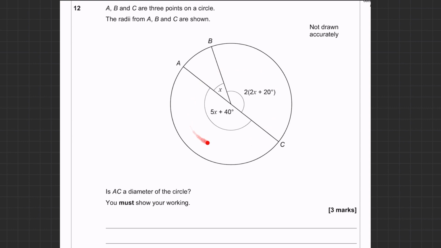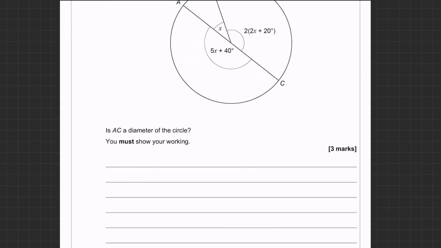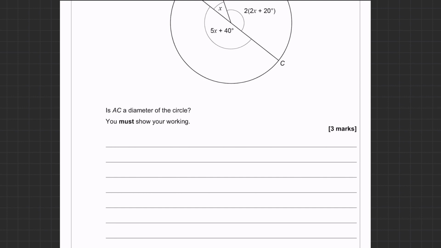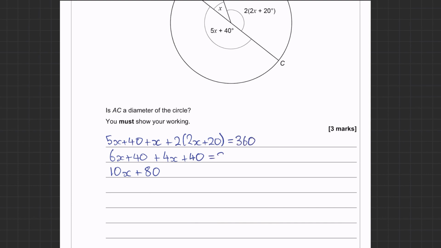So I'm going to show you where all of this equals 360. So we're going to start with adding them all up. So we've got 5x plus 40 plus the x, and then plus the two lots of 2x plus 20. Simplify that, so we've currently got 6x plus 40 plus 4x plus 40. Simplify that further, so we'll have 10x, and then 40 plus 40 is 80, so plus 80. And what we want to say is this must equal 360. We know it equals 360.